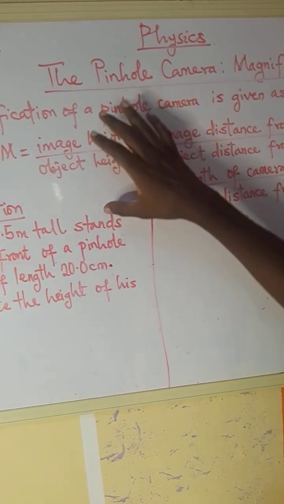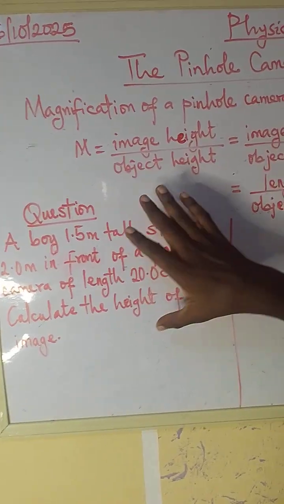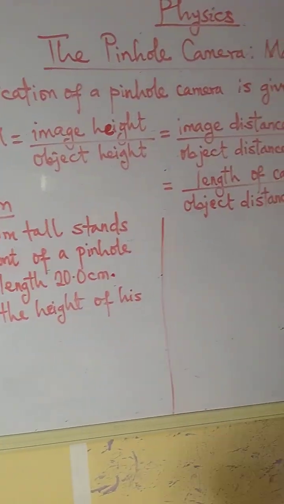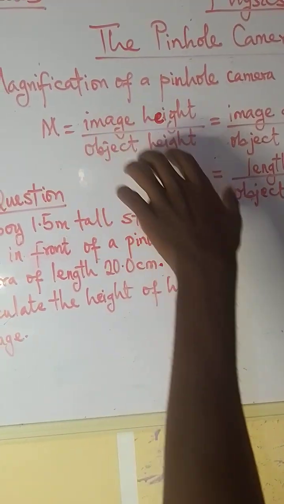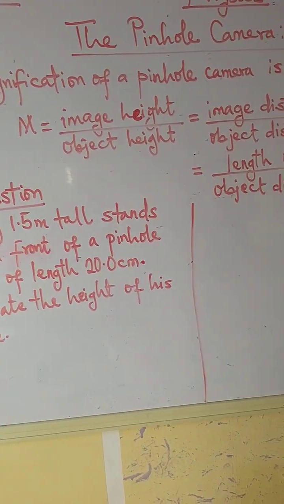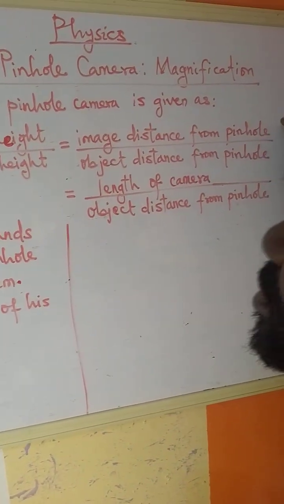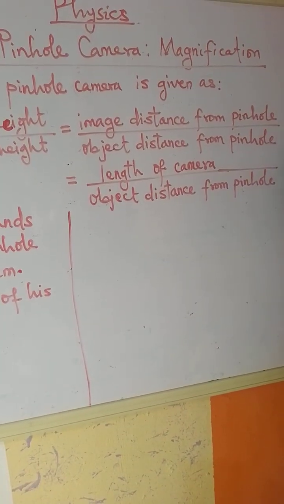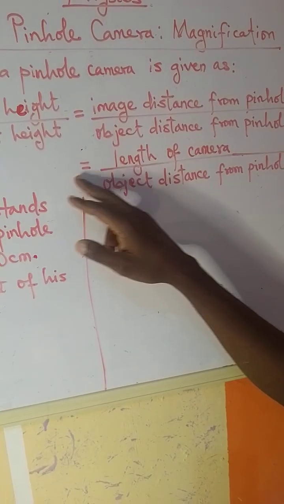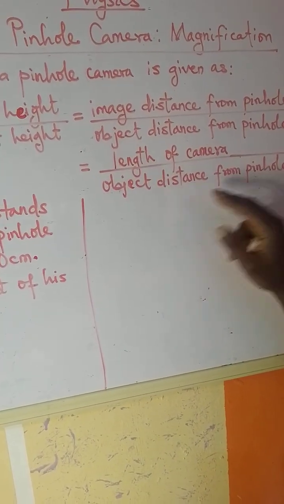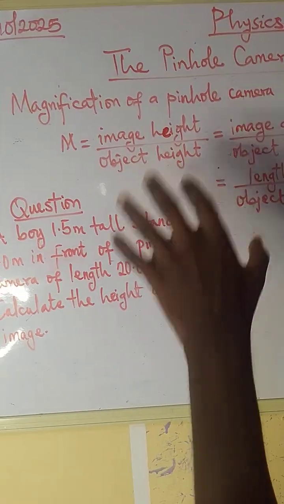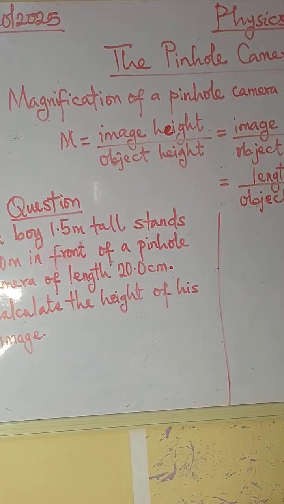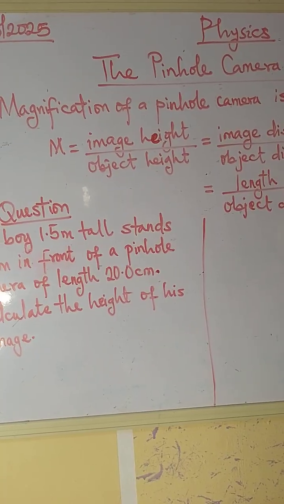But today we want to look at the magnification, and we are going to use it to solve questions on it. Now the magnification of a pinhole camera can be given as m equals image height over object height, equals image distance from pinhole over object distance from pinhole, which can also equal the length of camera over object distance from pinhole. So any of these formulas can be used to solve the magnification of a pinhole camera.